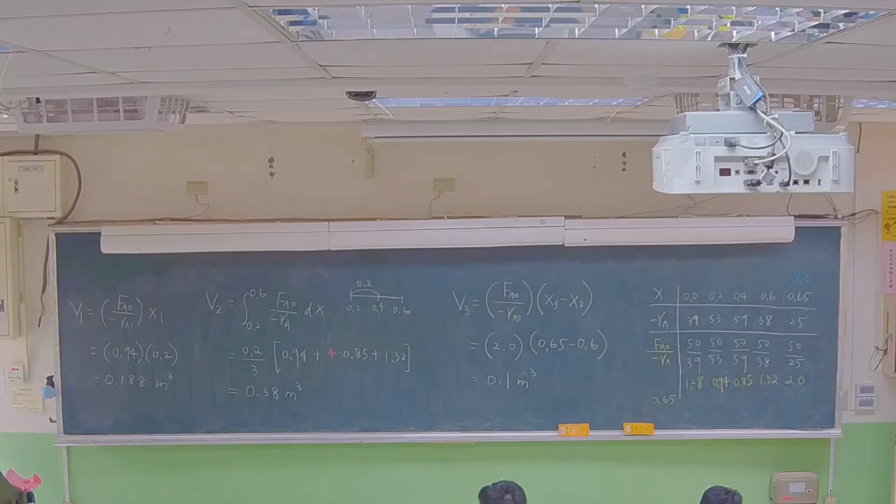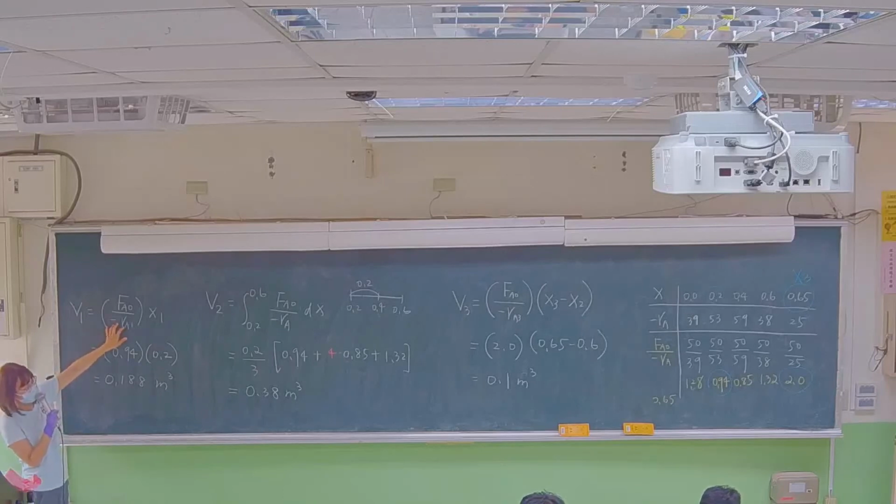It's not difficult, right? Only two kinds of reactors, CSTR and the PFR. So only two kinds of formula. One is the simple calculation. The other one is to use the integral. So be careful of the FA0 over minus RA you use. This one. Choose the correct one from the table.